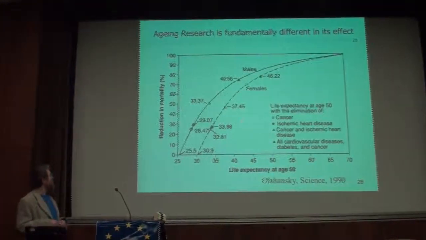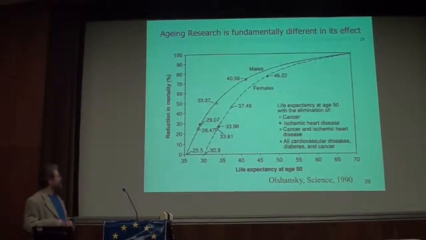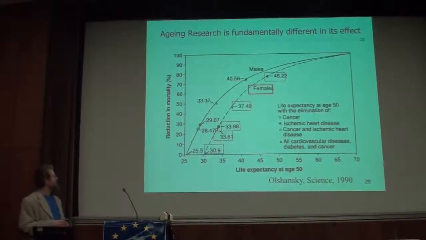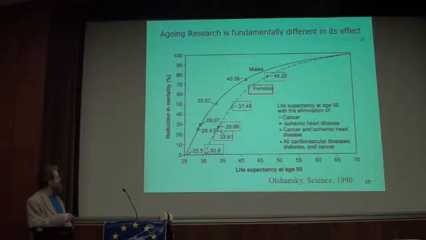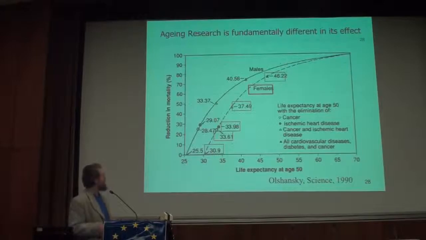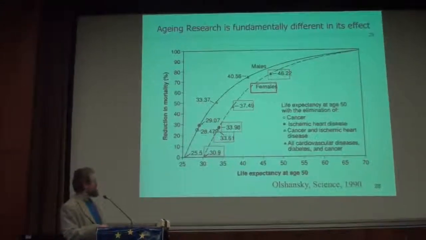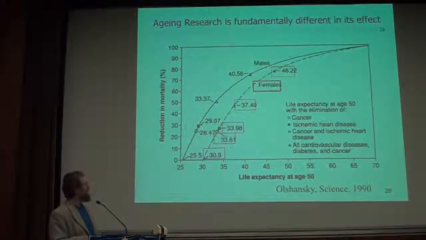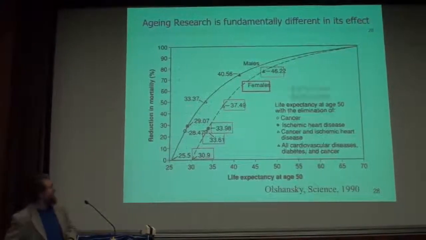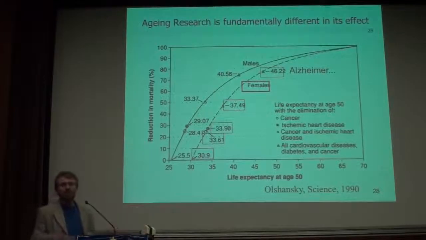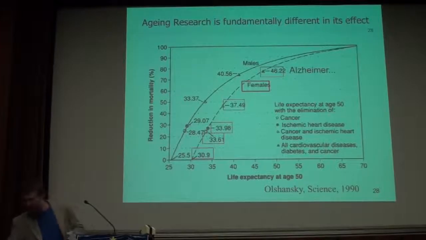This is about women and life expectancy in the United States, 1990, if certain diseases are eliminated. Life expectancy would change only slightly if you eliminate entire classes of diseases, maybe up to 16 years if all cardiovascular diseases, diabetes and cancer are eliminated. But then of course there may be other diseases like Alzheimer's. So this is a strong motivation for me to work on the roots of the problem, namely on aging research.